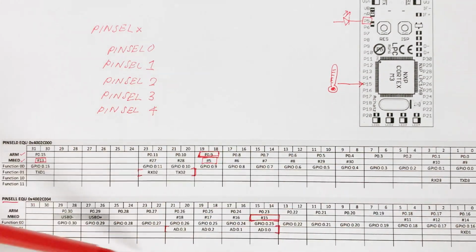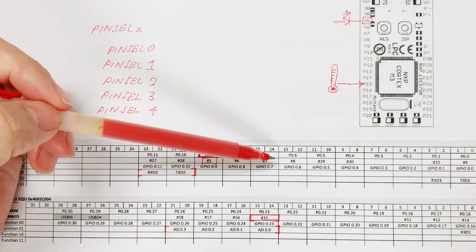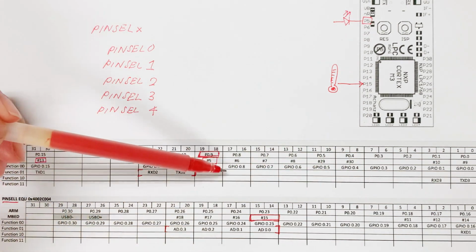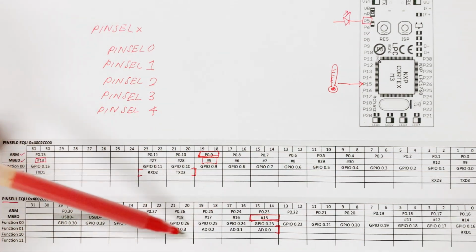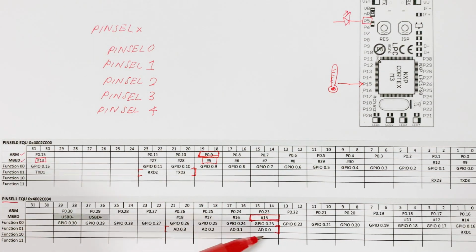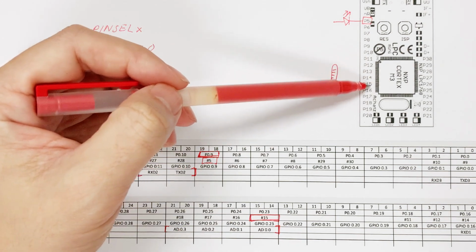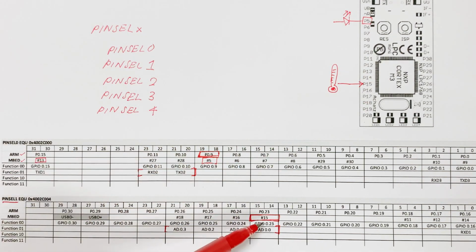If you look at the table, basically all the pins can be set as GPIO, but not as ADC. There are only 4 ADC input pins available at pin select 1: port 0.23, port 0.24, port 0.25, and port 0.26, which have been physically connected to the mbed module at pin 15, pin 16, pin 17, and pin 18.